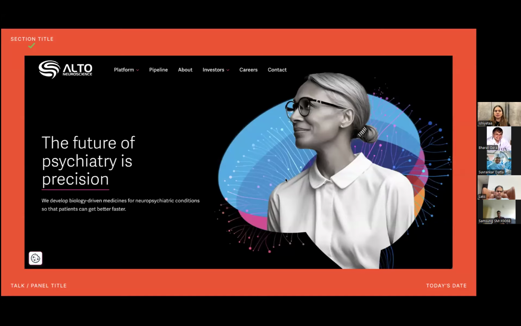This is another client that we work with, which is called Alto Neuroscience. This is their redesigned website, which basically positions them as the future of psychiatry, saying that the future of psychiatry is precision. And then they say that we develop biology-driven medicines for neuropsychiatric conditions so that patients can get better faster. So I did not have an earlier screenshot of the website because this has gone live now.